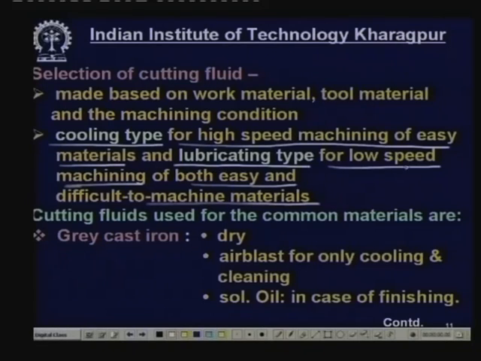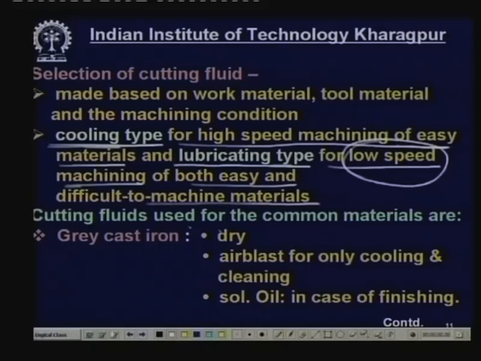Why? At low speed the chip tool contact is elastic, where at the asperity joints the cutting fluid is dragged in, but at high speed machining the cutting fluid cannot enter at the chip tool interface. So, there is no chance of any lubrication, only cooling is possible. That is why it is rightly stated that cooling type should be chosen for high speed machining and lubricating type for low speed machining, especially when the work materials are very tough, hard and strong, and there is a chance of built up edge formation.